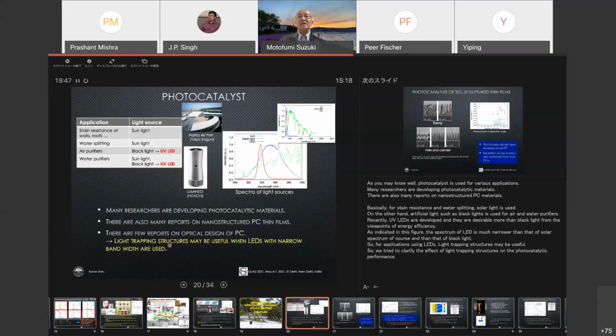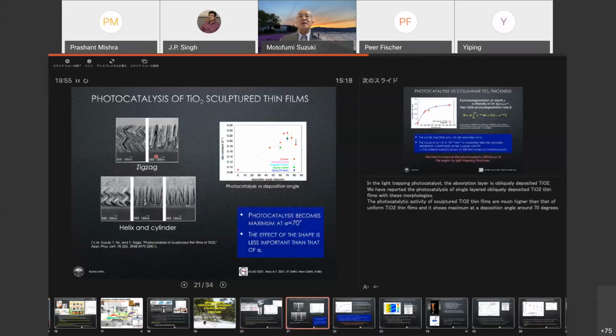So we tried to clarify the effect of the light trapping structure on the photocatalytic performance. In the light trapping photocatalyst, the absorption layer is obliquely deposited TiO2. We have reported the photocatalysis of single-layered obliquely deposited TiO2 thin films with these morphologies. The photocatalytic activity of the sculptured TiO2 thin films is much higher than that of the uniform TiO2 thin films, and it shows a maximum at the deposition angle of 70 degrees.